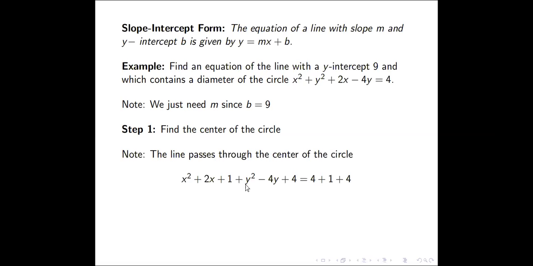So similarly, for the variable y, you just divide this coefficient by 2 and then square the result, so that would give you 4. And remember, whatever you add to one side, you also add to the other side. So we added 1 plus 4, so we also add 1 plus 4 to the right-hand side. So we can now factor out the left-hand side, which actually just contains perfect squares, and then the right-hand side is a perfect square also.